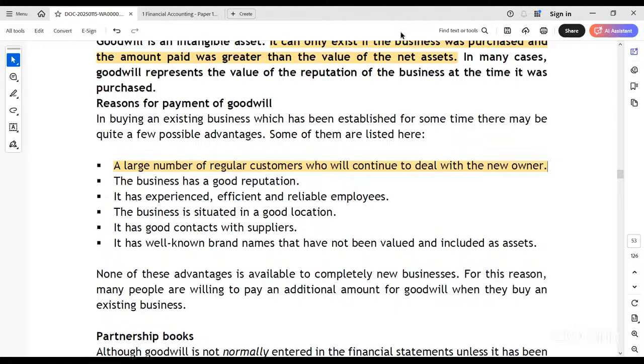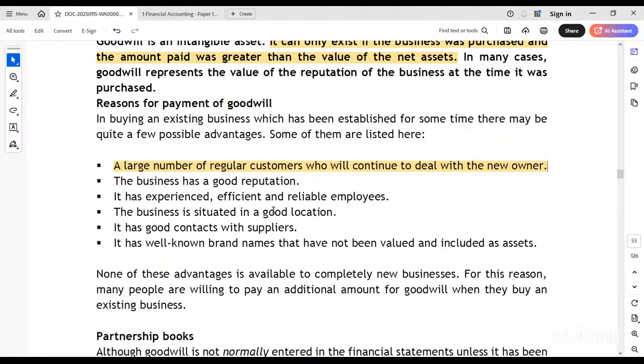number of regular customers. Access to new markets. Then the business has a good reputation. If the business has a good reputation, then you'll find that you have to pay some goodwill, because goodwill has been established. It has that good reputation. It has experienced, efficient and reliable employees. Yes, we have to consider the employees. If they are experienced, efficient and reliable, then we also have to consider them.